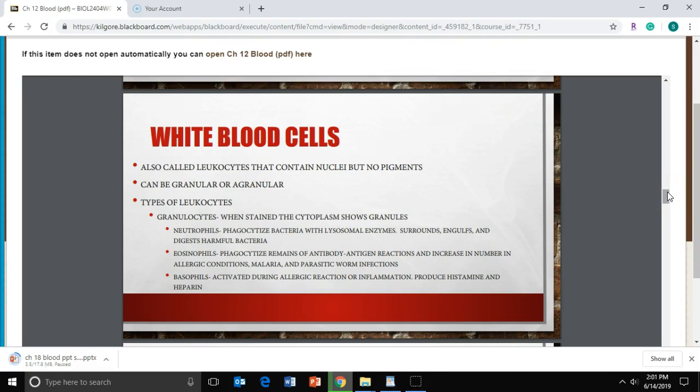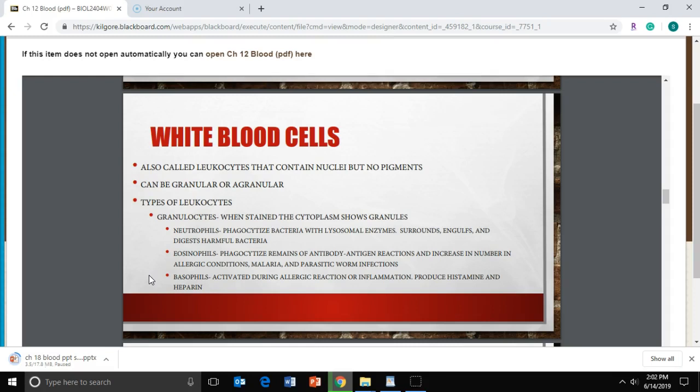Another blood cell is a white blood cell, also called a leukocyte, and these do have nuclei. If you look at a blood sample and you see cells that have a nucleus, that's going to be a white blood cell. They can be either granular or agranular. If they're granular leukocytes, they're going to end in phil. So you'll see here neutrophil, eosinophil, and basophil. Those are going to be granular leukocytes.